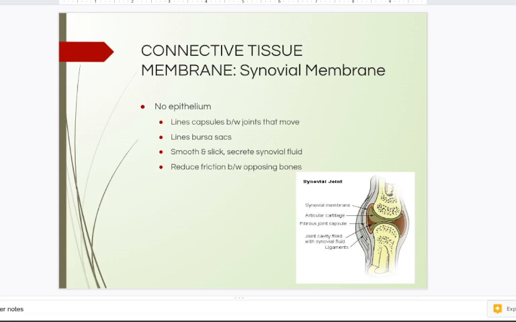So here you can see a synovial joint where we have two bones that are coming together to form a joint throughout our body, and then we have that fluid-filled joint, synovial fluid-filled sac, which is an example of a synovial membrane.